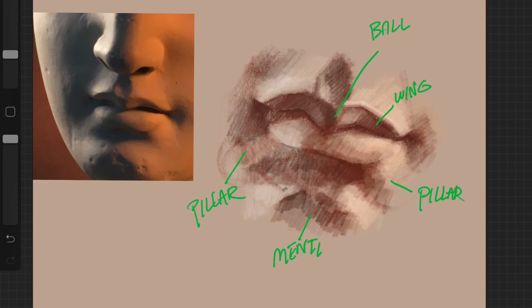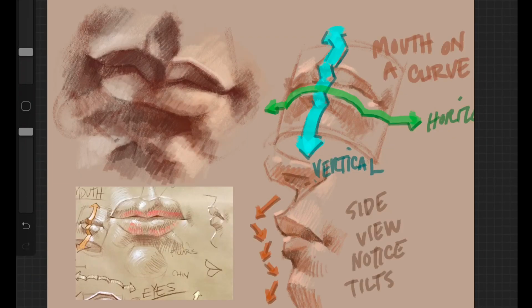The pillars of the mouth are the base below the lower lip, and they slant outward. And then you usually have a small highlight just above the upper lip that catches light. You can see that in the side view drawing, and you can see that in the final drawing as well.